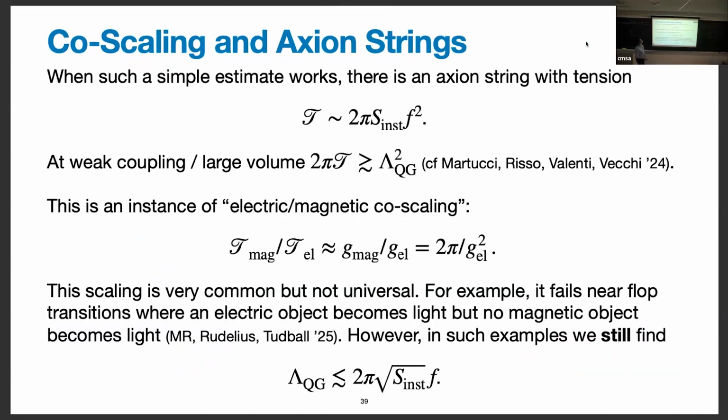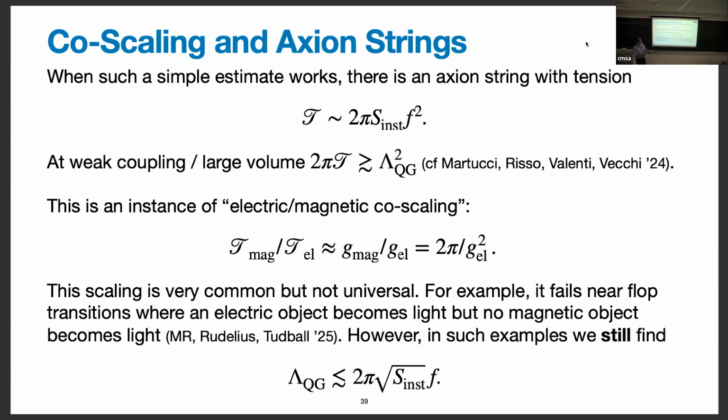And so when this simple estimate works, and it doesn't always, like I said, it was very hand-wavy, it works in a lot of examples. When it works, it tells you there's an axion string whose tension is S times F squared. This axion string tension should be bigger than the species scale because we're starting with some fundamental object and wrapping them on extra dimensions. And if those extra dimensions are not big in fundamental units, then we don't really have any control over what we're doing.